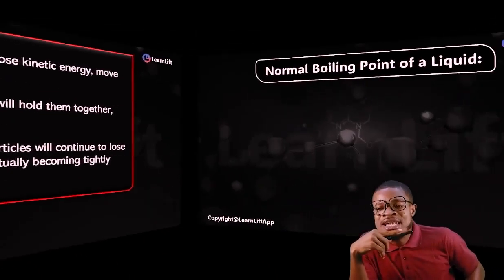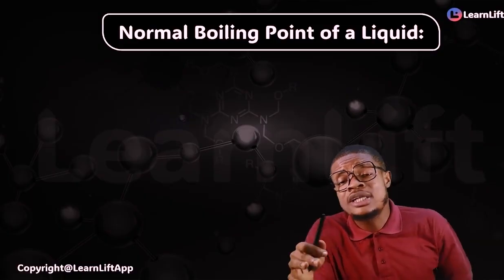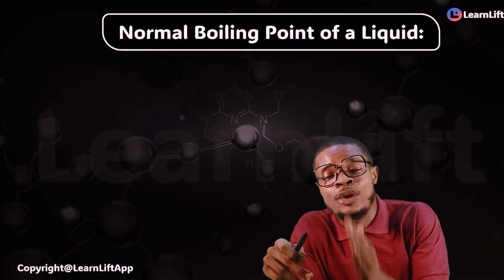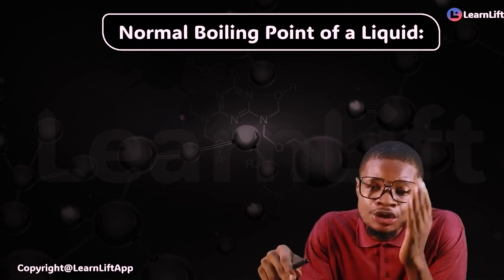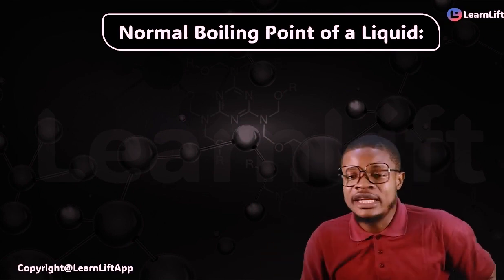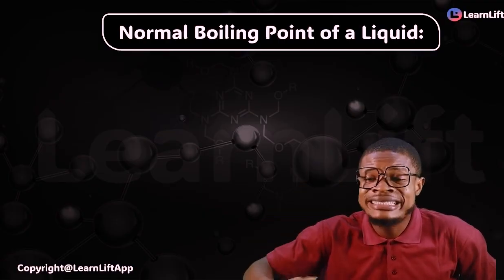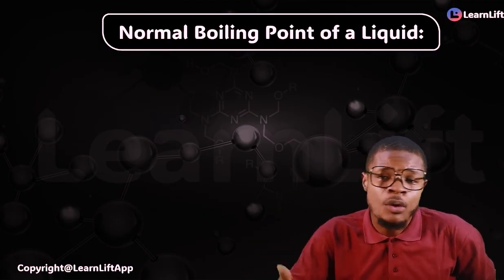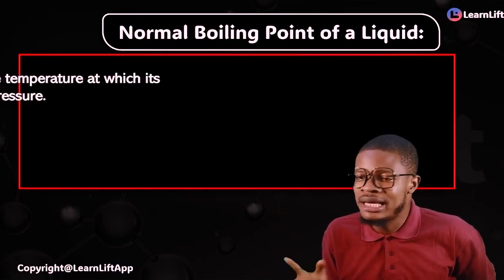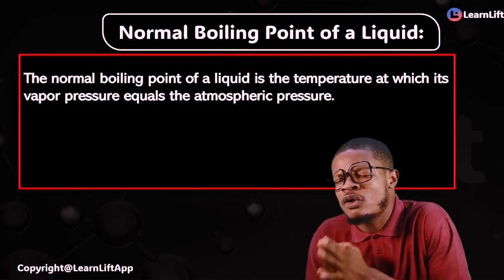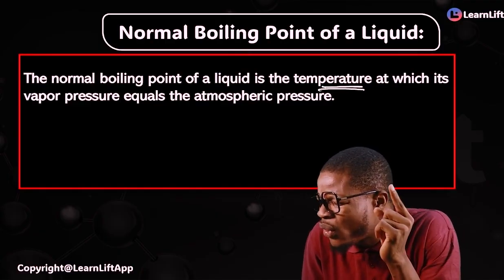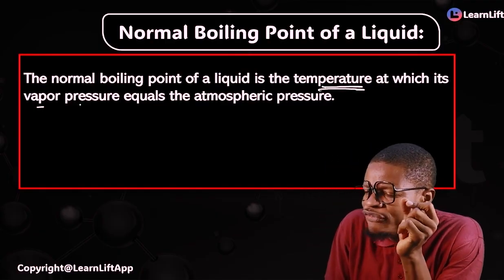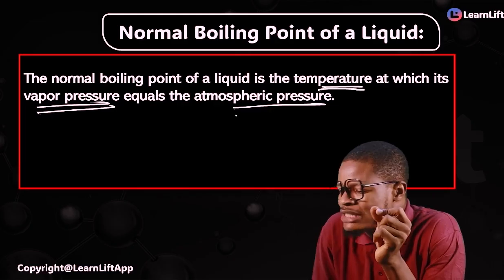But please understand this. There is what is called the normal boiling point of a liquid. Constant exam question. What did I call it? Normal boiling point of a liquid. So how do we define the normal boiling point of a liquid? Simple. The normal boiling point of a liquid is the temperature at which its vapor pressure equals atmospheric pressure.